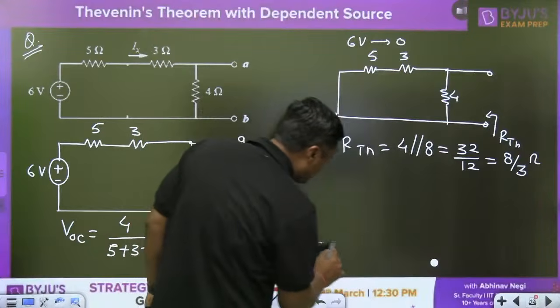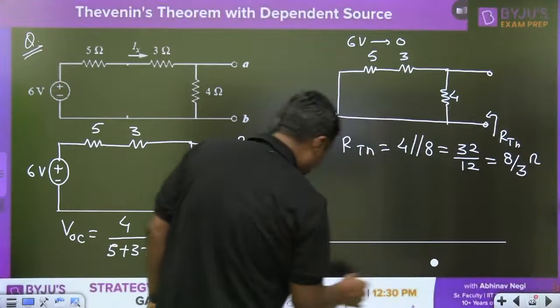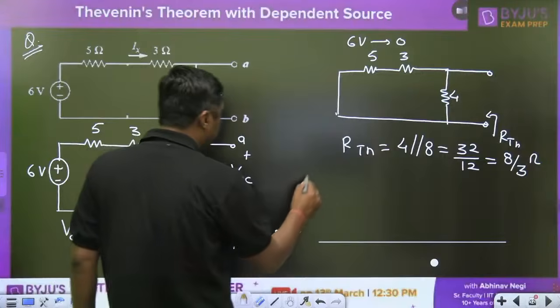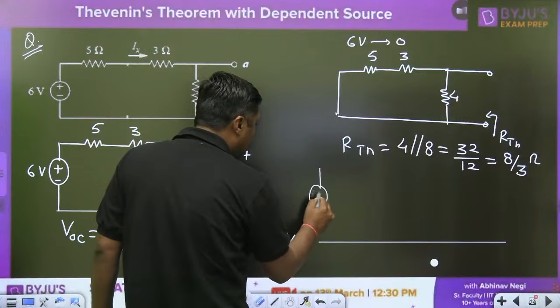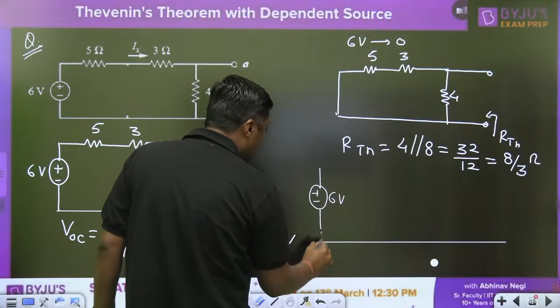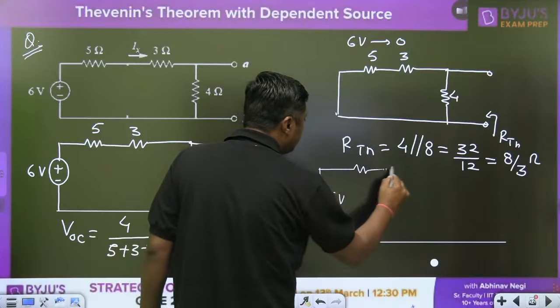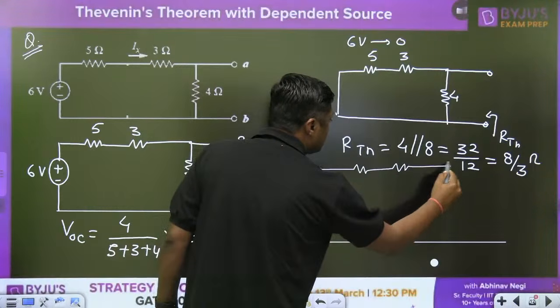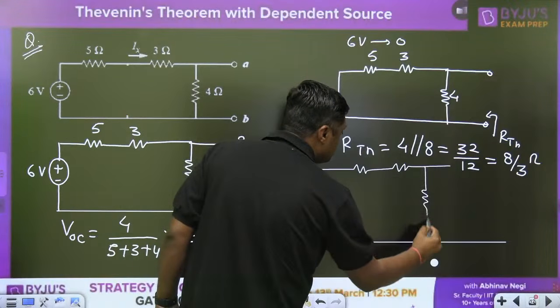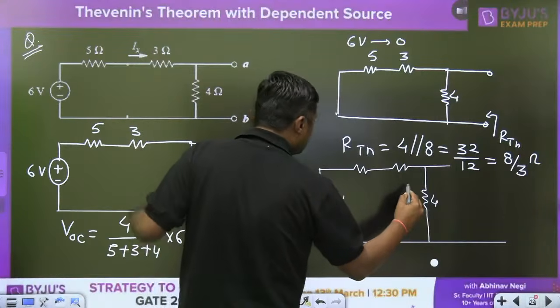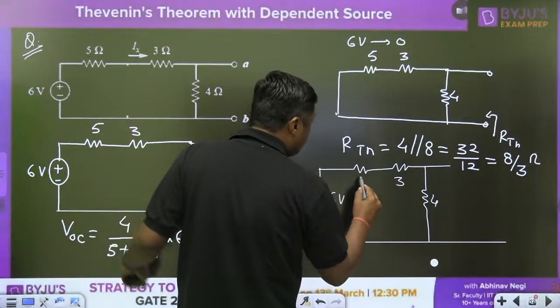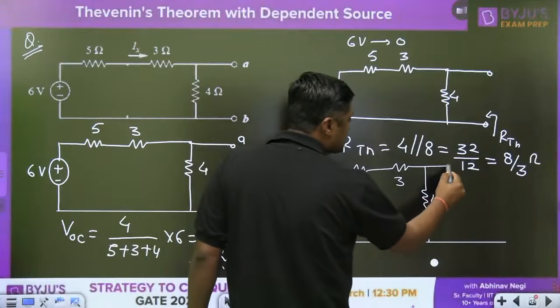Then you can also find the short circuit current, my dear students. What is the short circuit current? This is the 6 volt battery. What is the meaning of the short circuit current? This is the 4 ohm. This is the 3 ohm. This is the 5 ohm. Make it short circuit.